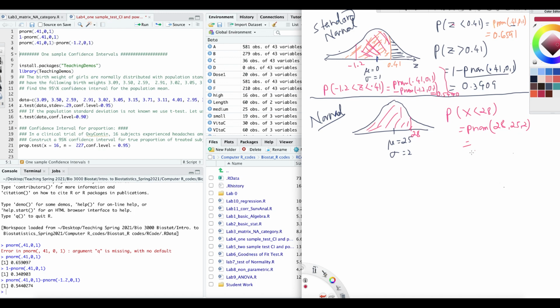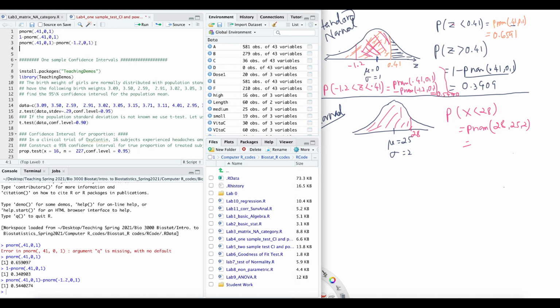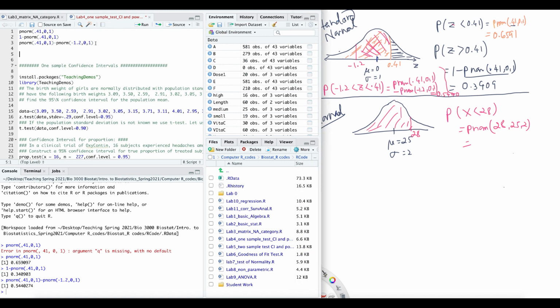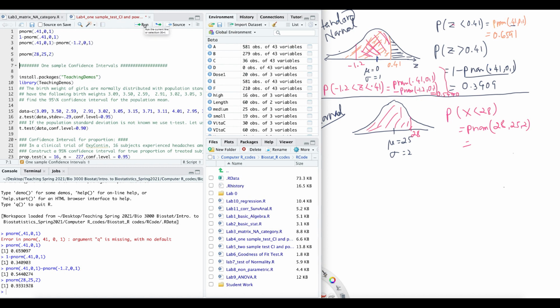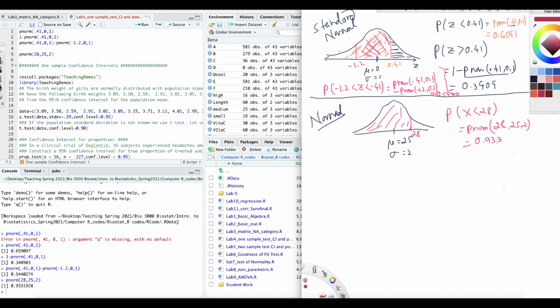How much do you get? The area there, let us do that. You get pnorm of 28, the area left of 28, with mean 25 and standard deviation 2. If you run this, you get 0.9331.